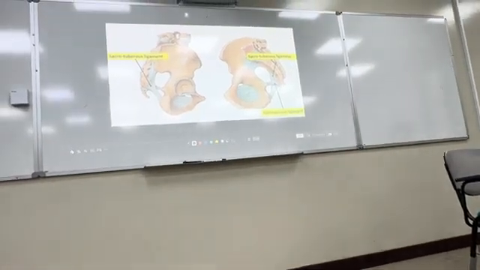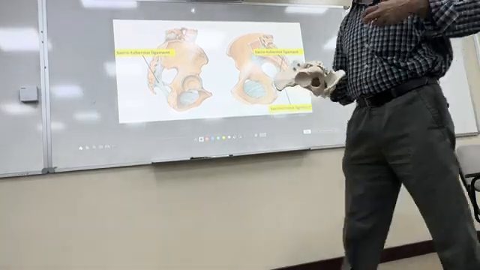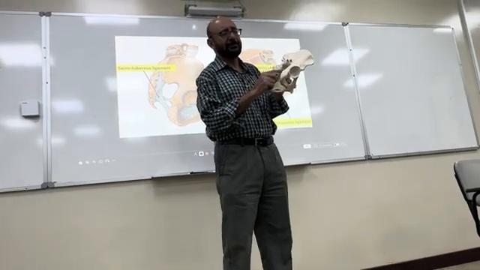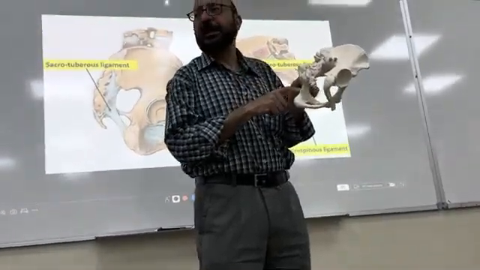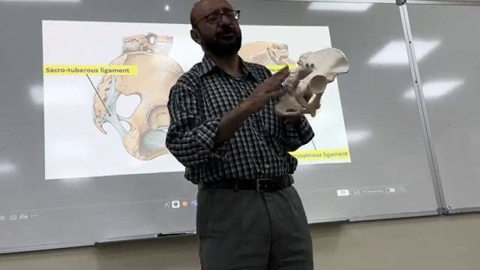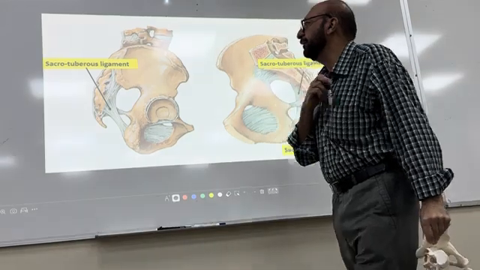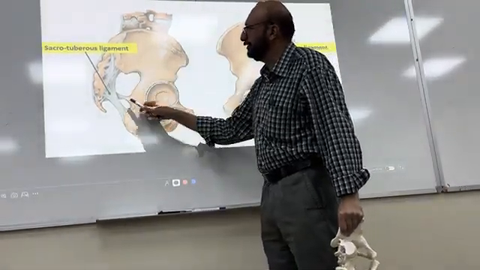There are certain other ligaments. For example, two big ligaments are attached here. Sacrospinous ligament, from sacrum to spine, a small ligament like this. And there is a big ligament, sacrotuberous ligament, from sacrum to tuberosity. How do they appear? They appear like this. See, this is the greater sciatic notch. This is the lesser sciatic notch.